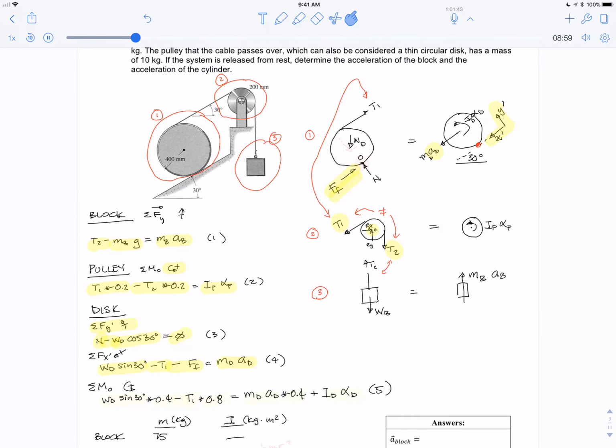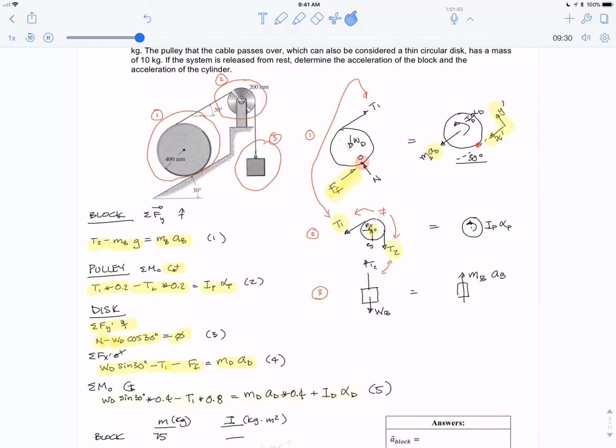So finally, we need to take the moments somewhere. One way is to take the moments about the center of the wheel, but then this friction force has a moment. So if you look at the free body diagram, I thought taking a moment about this point right here, where the normal and the friction forces meet, would be a good idea, because then those two forces are eliminated from the moment equation.